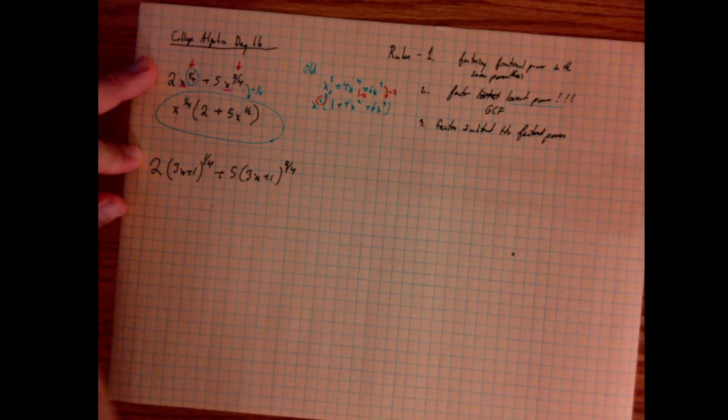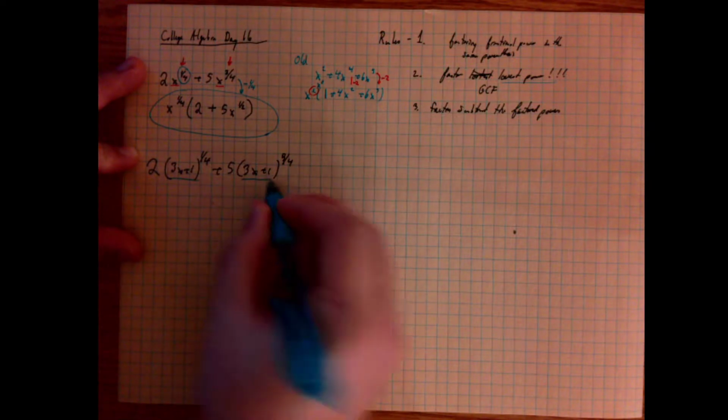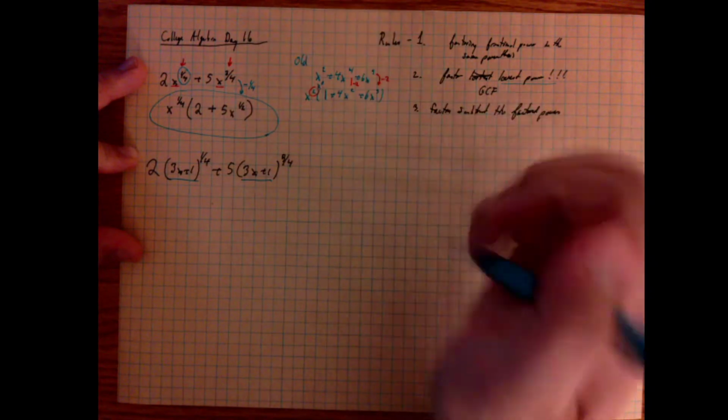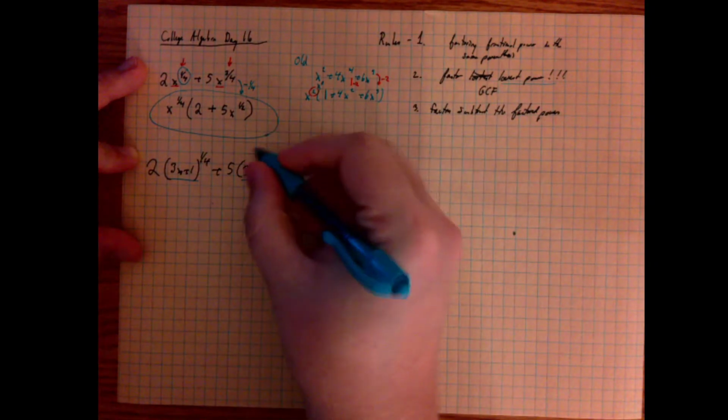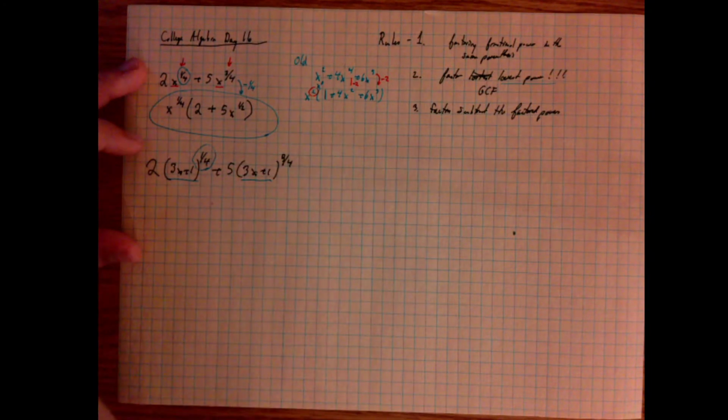The first thing I'm going to do is make sure that they do in fact have the same thing in the parentheses. This is making sure we're following rule number 1. Next, rule number 2. We need to factor the lowest power possible. Well, in that case, the lowest power is this 1/4 power. So we're going to take that power out.